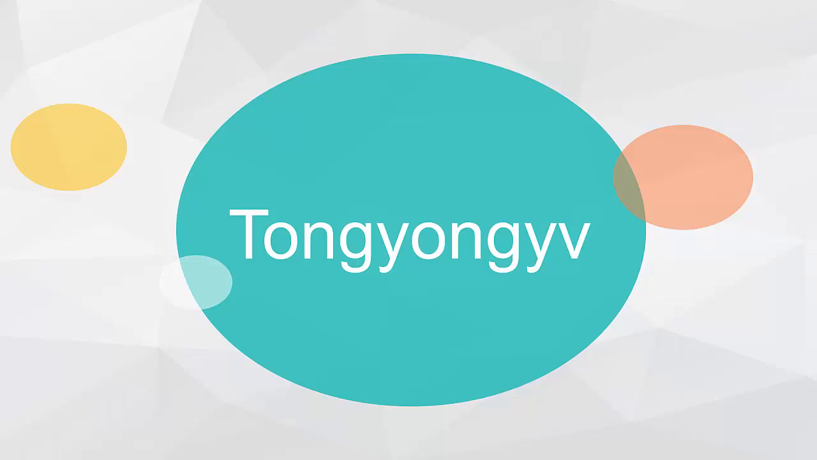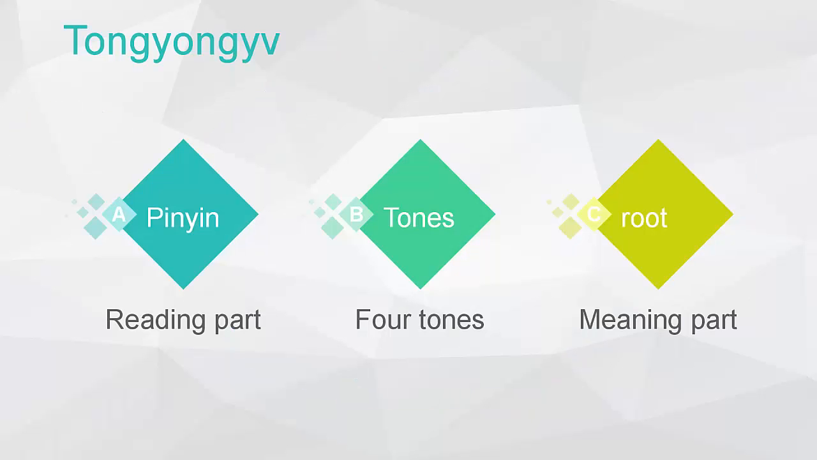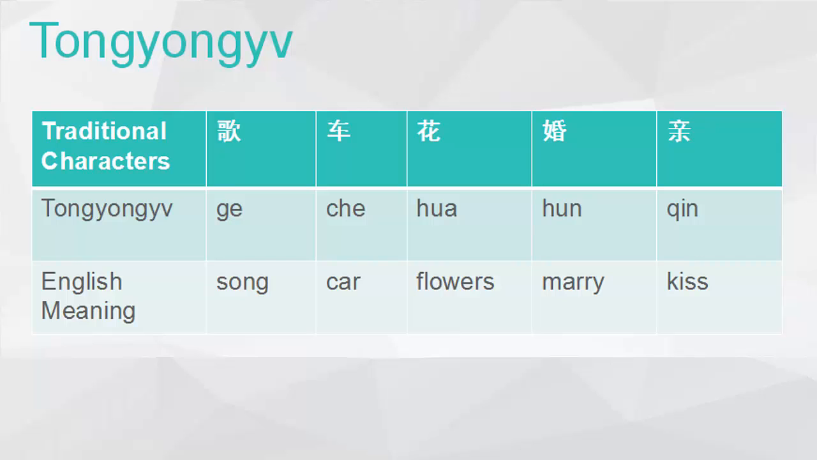Okay, sure. First, Tongyongyv consists of three different parts: the pinyin part, the tone part, and the root. Here are some examples. Here are some basic Tongyongyv. There is only the pinyin part, which means no root, no tone. They are very simple.